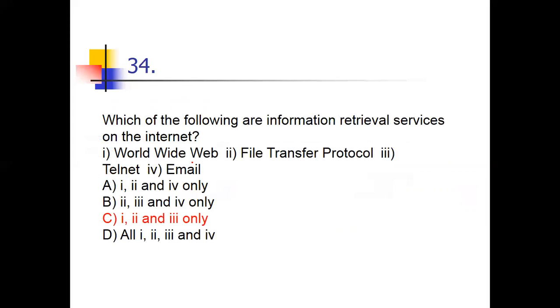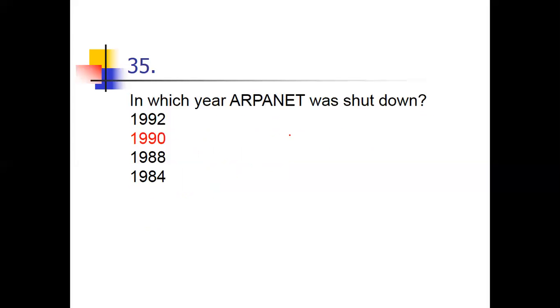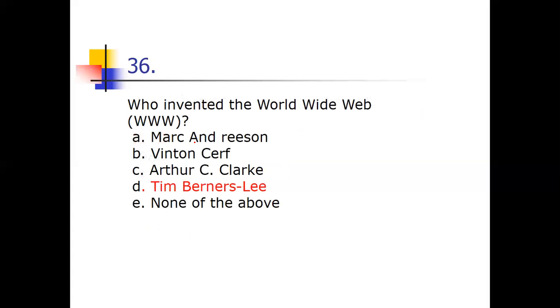Which of the following are the information retrieval services on the internet? So if we talk about the internet, it's the World Wide Web, it's File Transfer Protocol, it's Telnet. But email is not a part of it. Email was researched later. In which year was ARPANET shut down? It officially shut down in the year 1990.